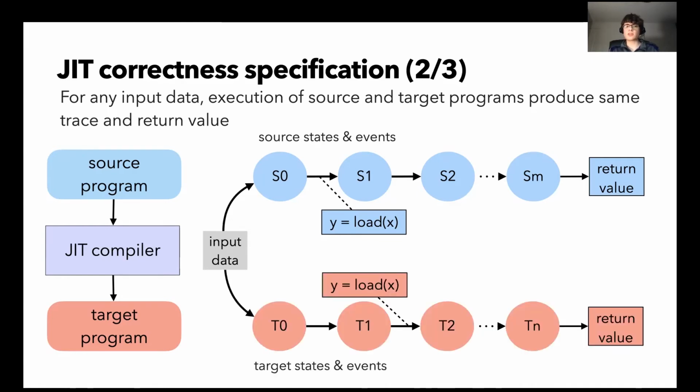Likewise, we can do the same thing to the target program. Provide the input data, it'll transition through states, produce events, and reach a return value. The high-level intuition here is that the specification should require that the trace of events produced by the source program and the target program should match, and that the return values from both programs should match. And this gives us a strong guarantee about the equivalence of the source and the target programs.